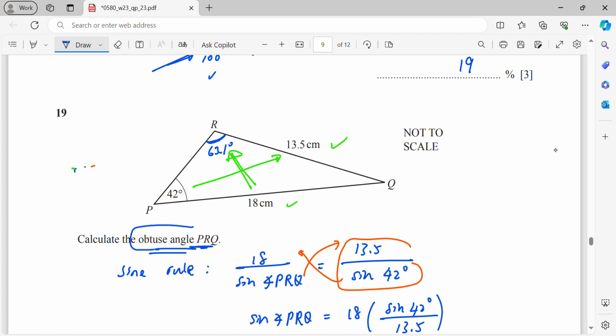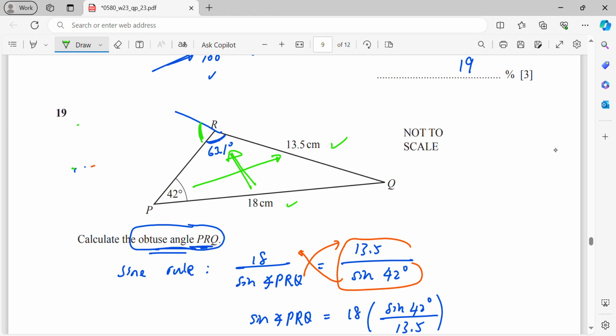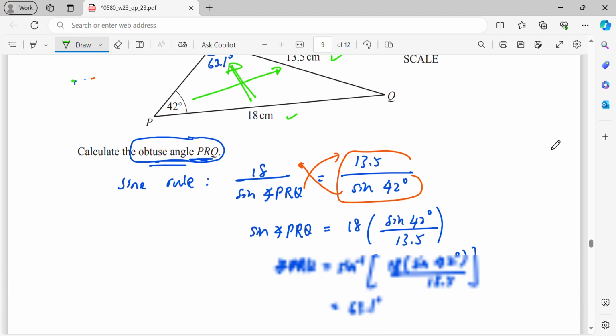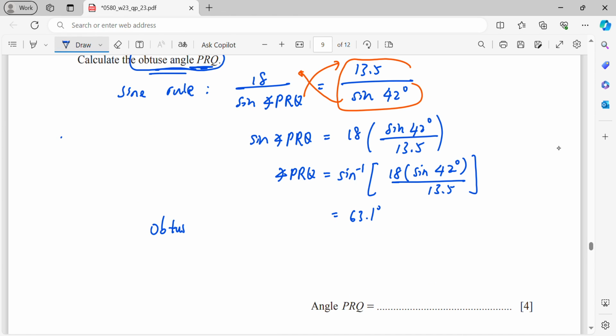But the question is asking for the obtuse angle. So the obtuse angle is basically the other angle, which is here. We know that one straight line is 180. So the obtuse angle of PRQ will be 180 degrees minus 63.1 degrees. From here, you will get 116.9 degrees. So that is the solution of this question.